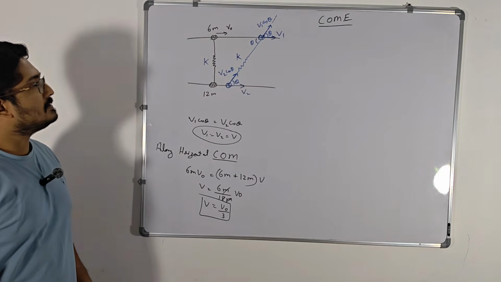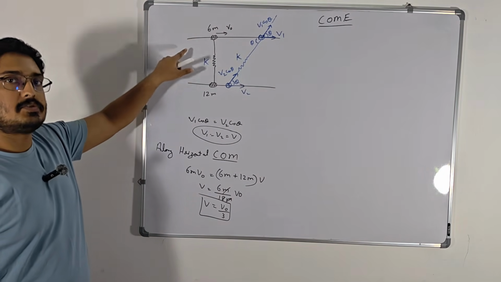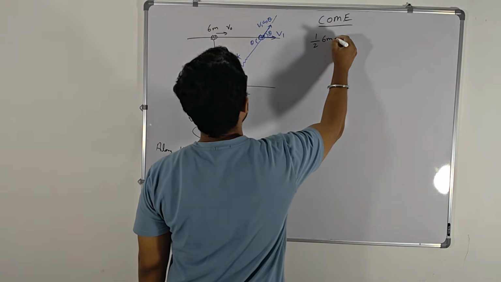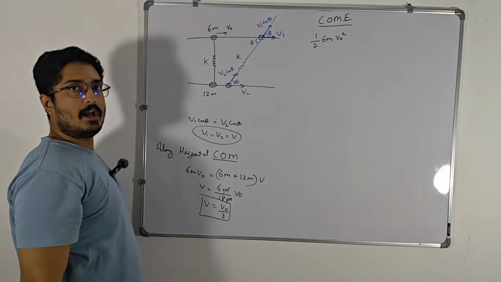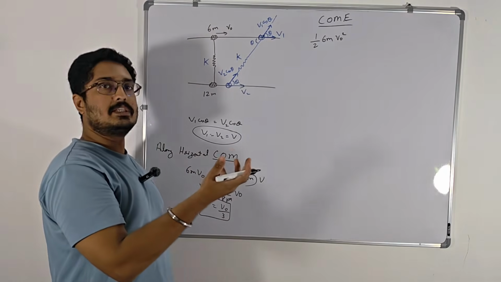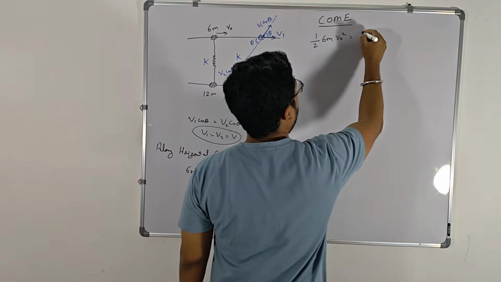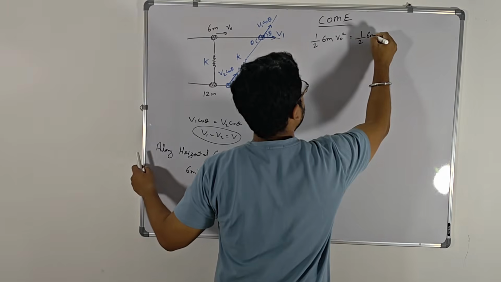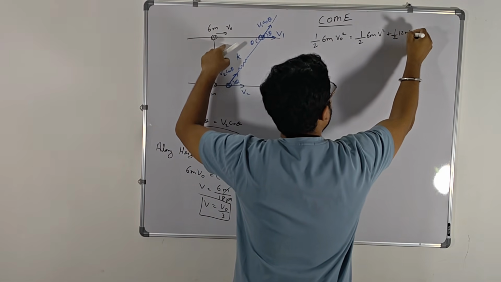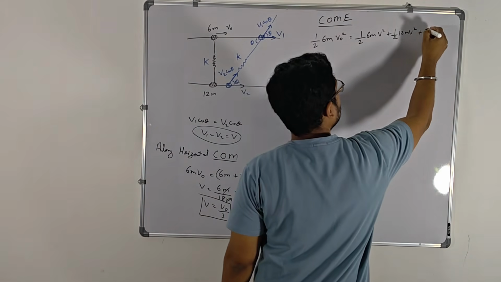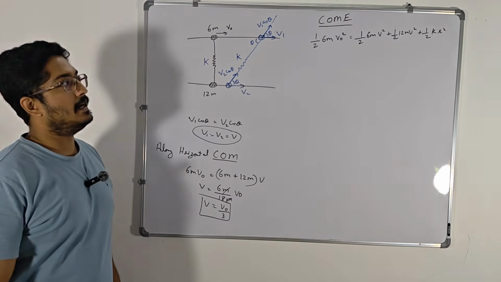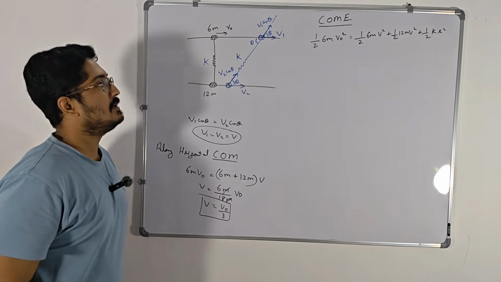According to conservation of mechanical energy, initial kinetic plus potential energy should be equal to final kinetic plus potential. Initial kinetic is half into 6m into v naught square. This 12m had no velocity at that time, plus the spring was in its natural length, no extension, so no potential energy in the spring. And finally, half into 6m is having a velocity v square, plus half into 12m is also having a velocity v square, and also the spring would be having some half k x square. So all these energies are there at the end. That x is the total extension which we need to find out.